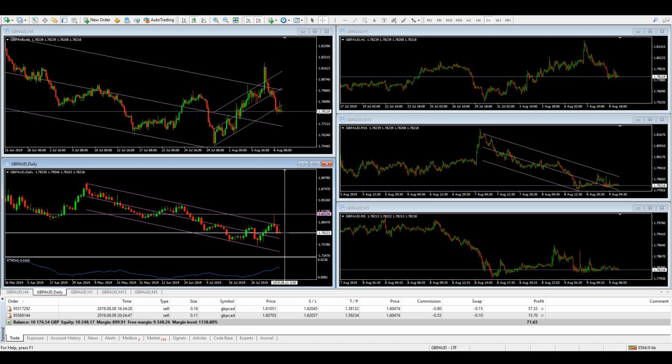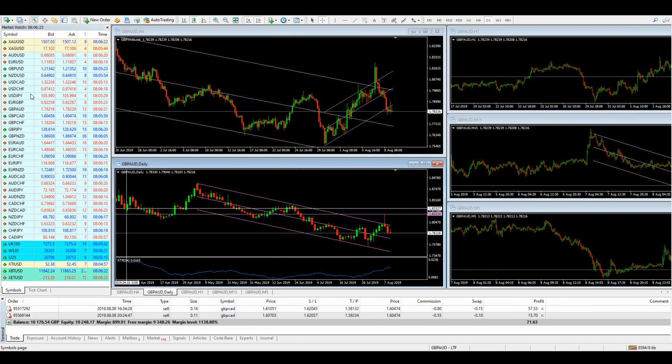Now, you've got to think as well, if it's going that kind of distance, you're going to have to hold a position overnight, and you'd need to check what the swaps are on that, and so you'd be paying the swap on this.